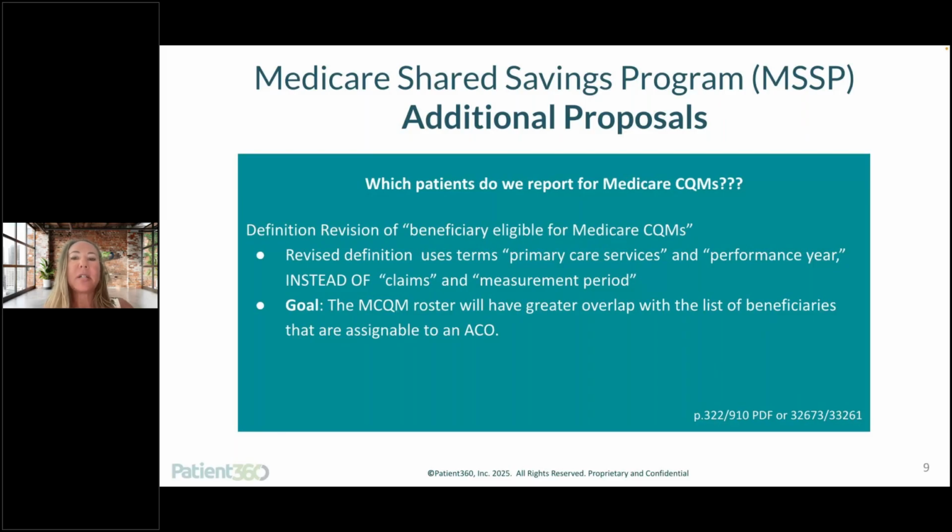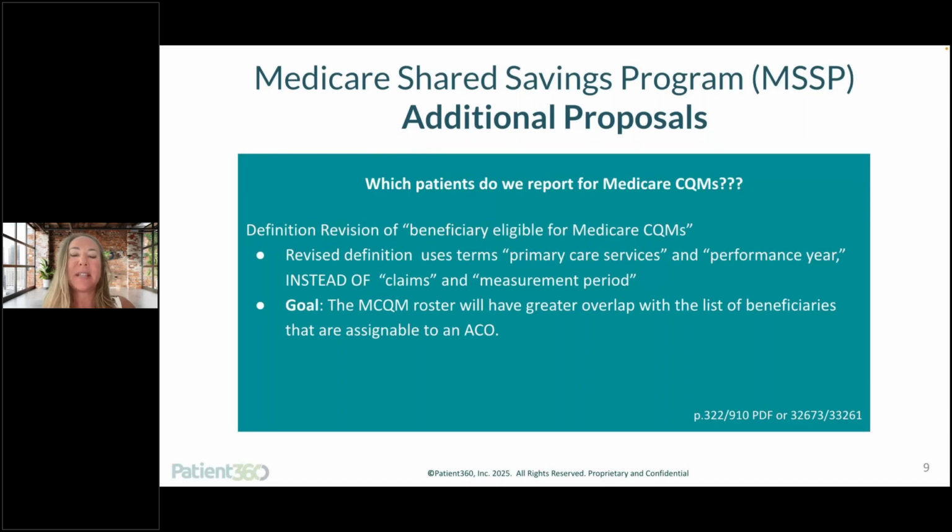CMS is basically attempting to reduce the confusion related to what patients should be included when reporting MCQM data in the APP program. How is it going to reduce confusion? Essentially, it's meant to align the two lists, because y'all get two lists. I'm sure you all know that. It can be confusing.